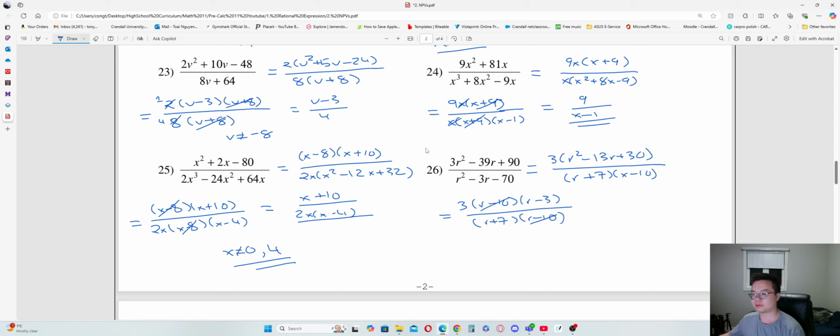So r minus 10 the same, we can cancel out. So I'll have 3 times r minus 3, and then r plus 7. So that's my final answer for simplifying. My NPVs are going to be r cannot be equal to negative 7 and also 10.